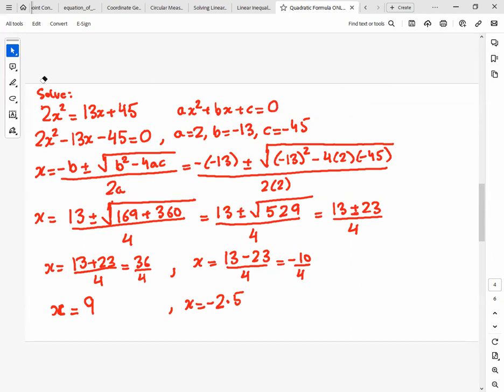Again, repeating, it's very, very important that you first write the equation in ax² + bx + c = 0 form. Then identify a, b, and c, and then substitute the values of a, b, c in this formula. I hope you understood how to apply the quadratic formula from this video.